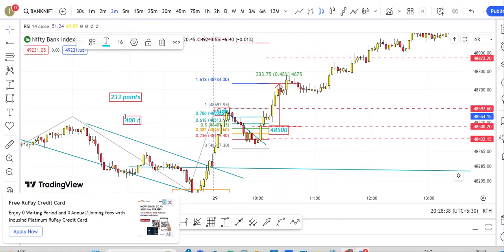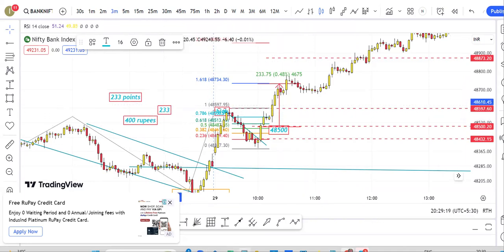400 rupees. Okay. And your target is how many points? 233 points. Your target is 230. Anticipation is 233 points. For the rise of 233 points in the underlying index, you will get only half of it, or 0.75% rise will be there.